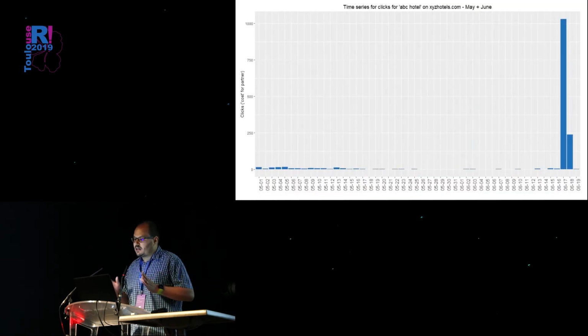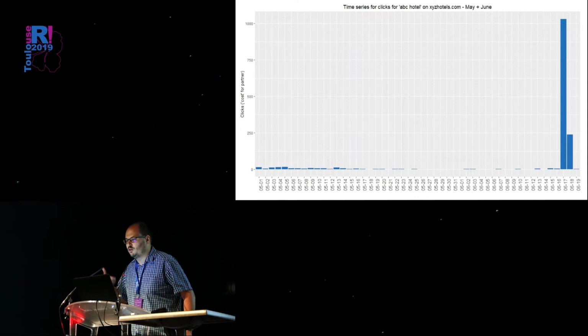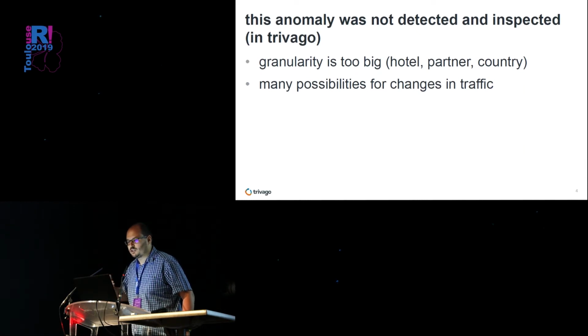And let's say here is a time series for xyz.com for one hotel. And you can see number of clicks per day. On 17th of June, there was over 1,000 clicks. It was a huge anomaly because average number of clicks for a long time was something like 1. So there was increase from 1 to 1,000. You can ask how was this anomaly detected in Trivago? It was not detected at all because we have millions, maybe billions of combinations of hotels and partners. So we don't have anomaly detection on this level.